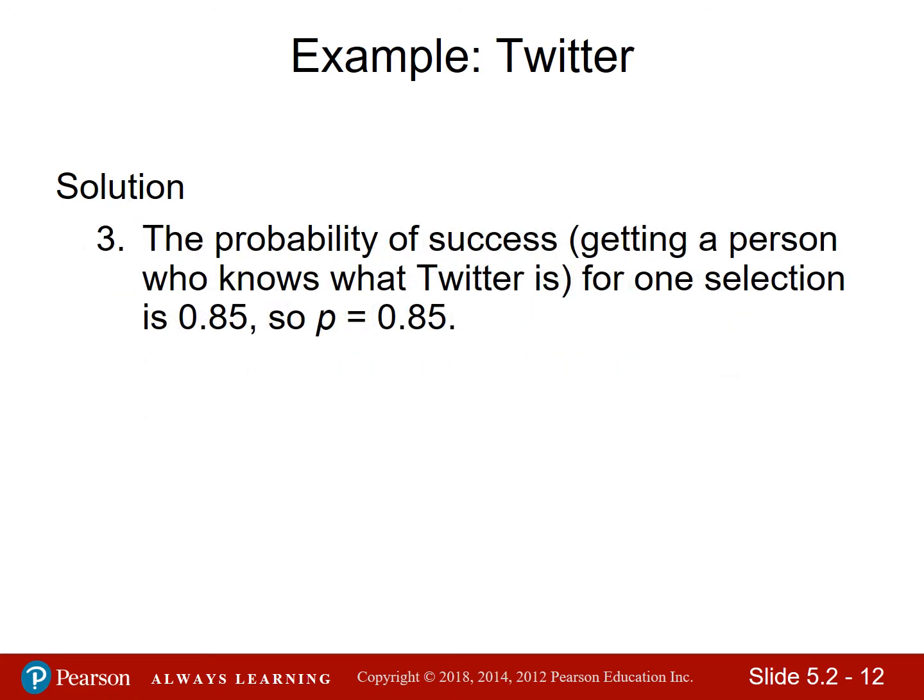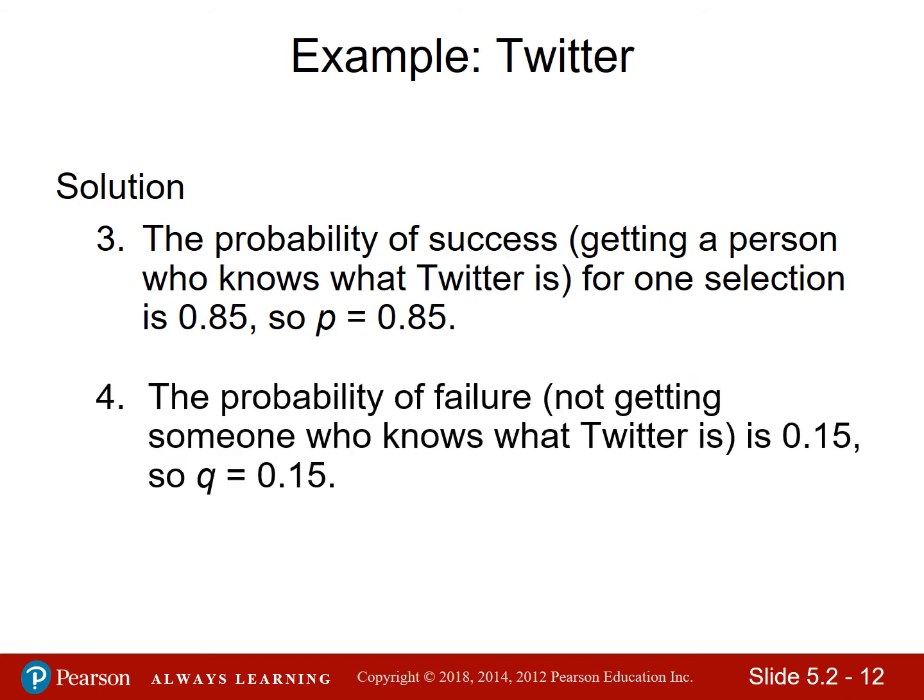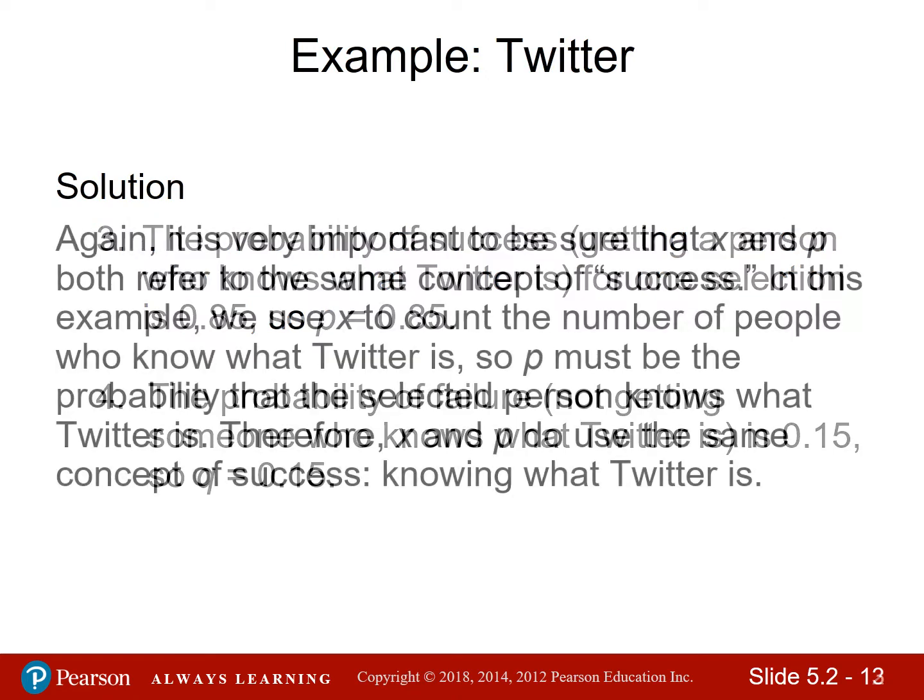Exactly 3, so x is 3. The probability of getting a person who knows what Tutor is, p, equals 0.85. So we assume knowing what Tutor is is a success, and failure will be q. How do we find q? We know q is 1 minus p, so that will be 1 minus 0.85, which gives us 0.15. So the probability of failure, not getting someone who knows what Tutor is, is 0.15.